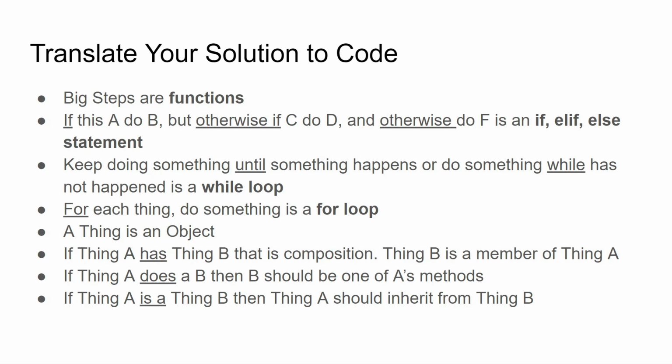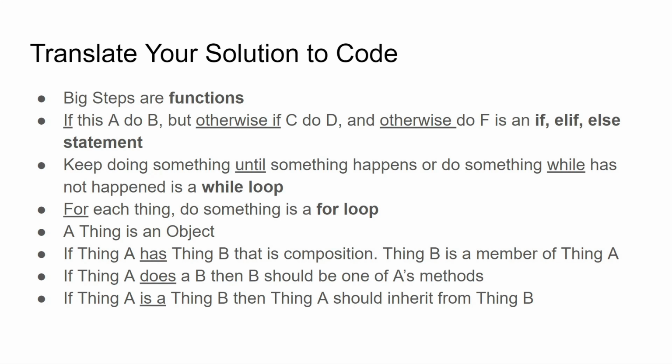If you say keep doing something until something happens or while something is happening, this is going to be a while loop. So keep walking until you're home. Keep eating until you're full. While you're tired, keep sleeping. If you're saying things like this, it should be a while loop.